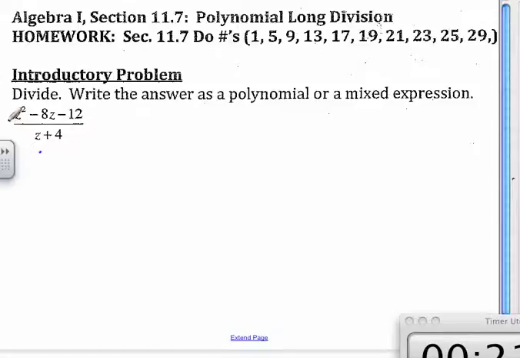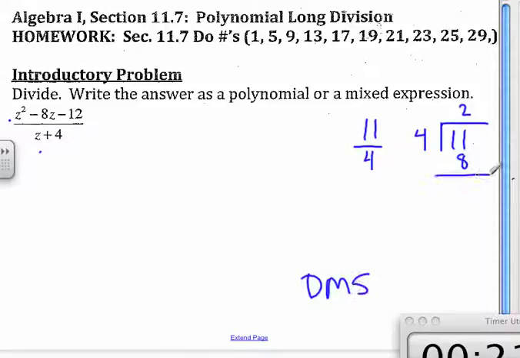Now, what you will remember is when you were little babies, you learned how to do this as a division problem. You did long division. You put the numerator in the house. You put the denominator outside the house. The first thing you did was divide. 4 into 11 goes 2 times. Then you multiplied. 2 times 4 gives you 8. Then you subtract. 11 minus 8 gives you 3. And then you bring down. In this case, I don't have anything to bring down, so I'm done.